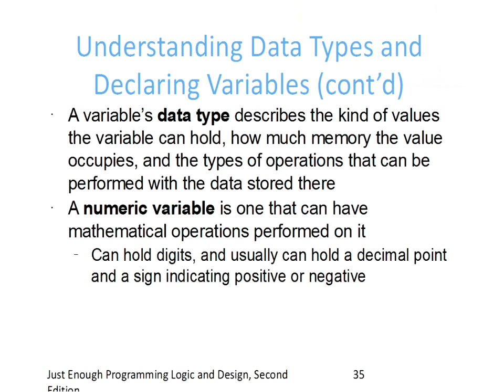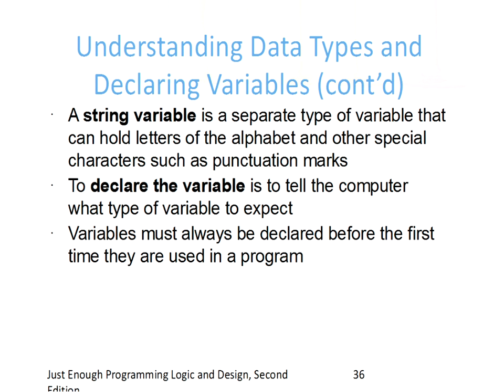So the data type describes the kind of value the variable can hold, how much memory the value occupies, and the types of operations that can be performed with that stored data. And that's when you do the homework on, this is a number, can I put in a string? No. This is a string, can I put in a number? No. Okay. This is a number, can I assign a number to it? Yes. Okay. So this is a number data type variable. Can I assign another number data type variable to it? Yes, you can. Okay. So you're just basically giving an answer, yes or no, to those kind of questions.